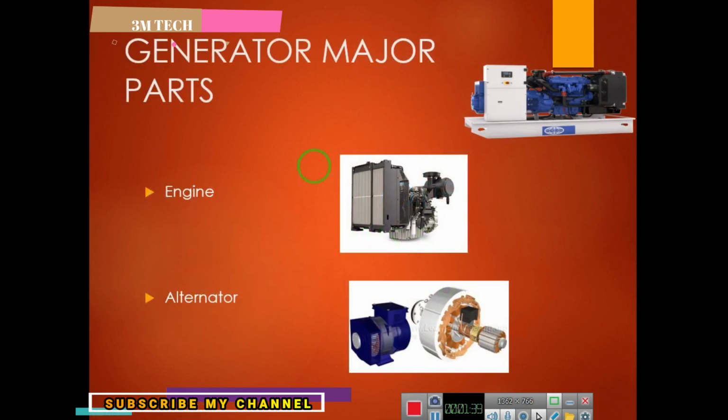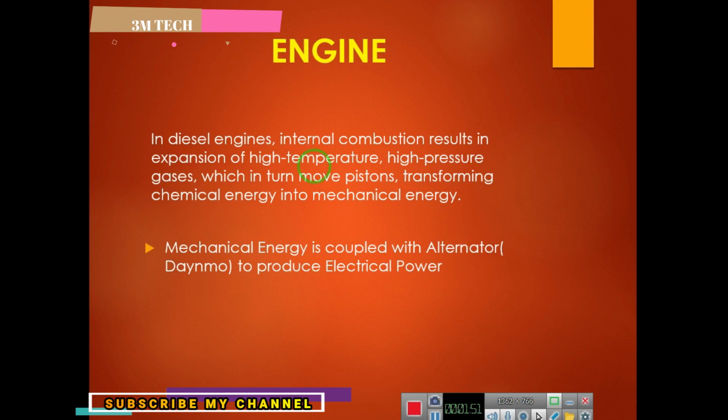Diesel generators have two major parts, which are the engine and the alternator. These two parts are combined with multiple other parts to make a single diesel generator set. A diesel engine uses internal combustion and expansion of high temperature, high pressure gases, which in turn move the piston, transforming chemical energy into mechanical energy. The mechanical energy which is produced is coupled with the alternator to produce electrical power. This is a brief introduction about the diesel generator set.